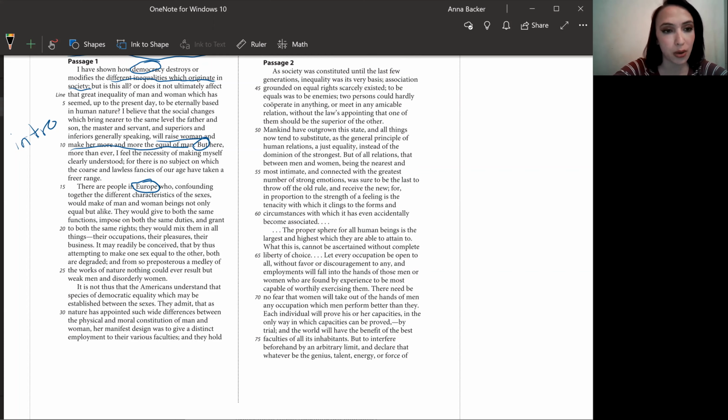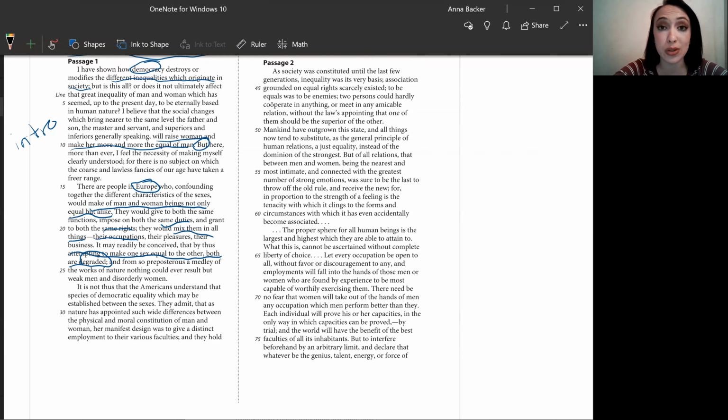So we're looking at Europe, and we see that in Europe, they would make of man and woman beings not only equal, but alike. So Europeans seem to be okay with extending these equal rights. They would have the same duties, same rights, same occupations, pleasures, etc. So in Europe, they are basically mixing them in all things. And if we keep reading, they're basically attempting to make one sex the equal of the other, but both are degraded.